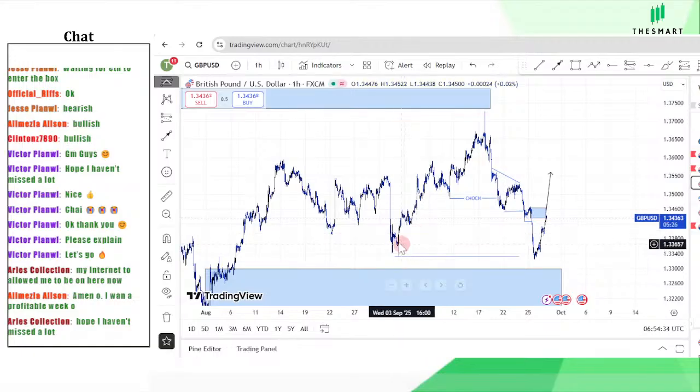Because this price is actually reacting from this demand zone, and at this point we didn't have any inducement, selling at this point is very, very dangerous. And if we must sell, then we want to see price at least take out this liquidity at this point, then give us a reversal to the downside.